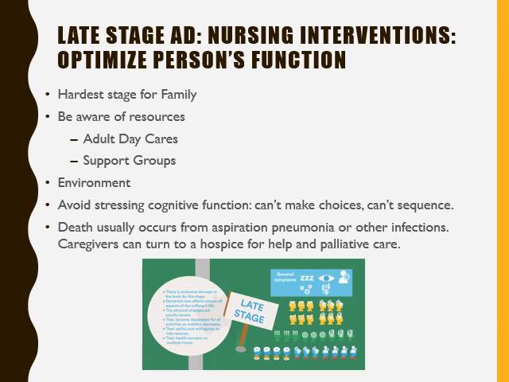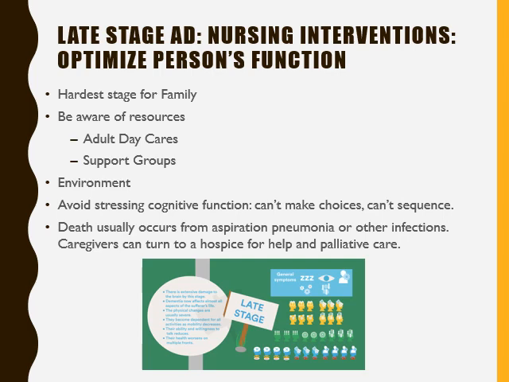So the late stages where you have to optimize a person's functioning, this is where you might have to put them in adult daycare, you might have to have support groups. Remember, these people can't make their own choices. So at this point in time, hopefully we've already had a designated spokesperson for the family. You can see here death usually occurs from aspiration pneumonia or other infections.